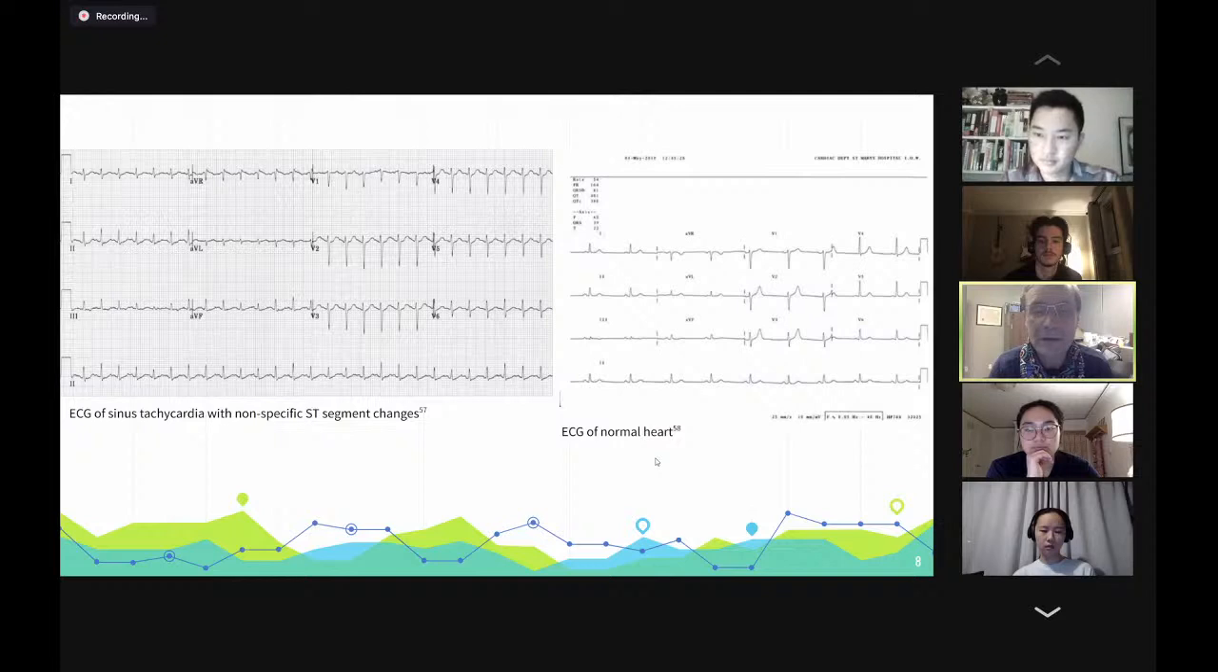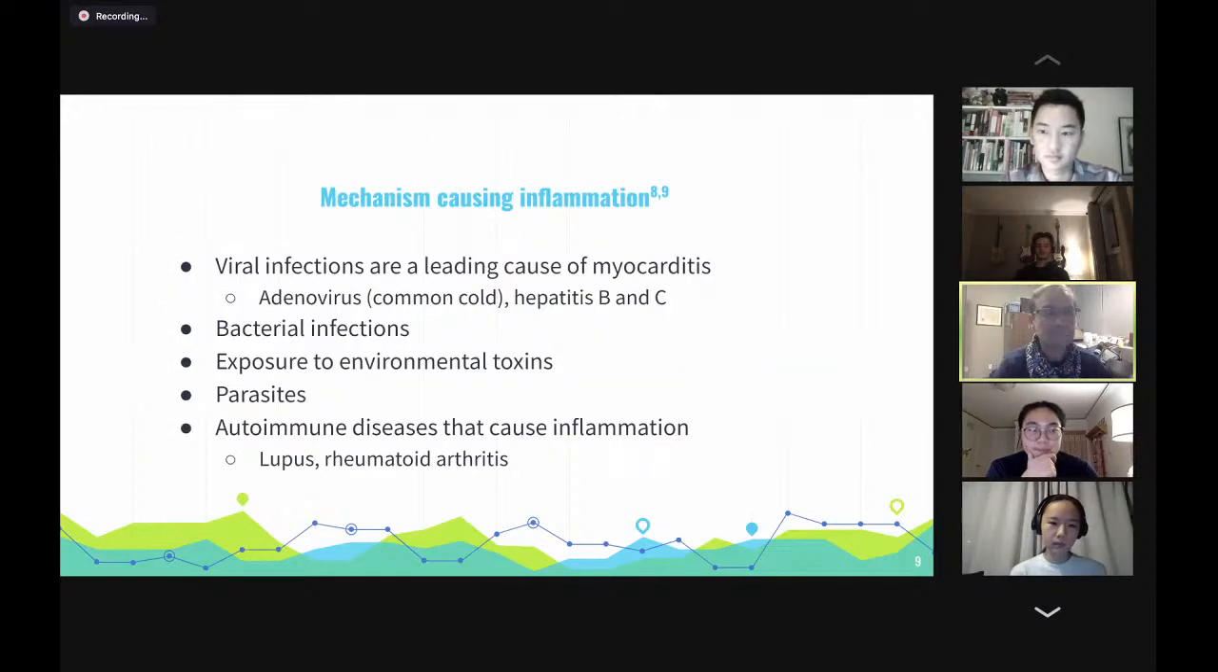On the right you can see a nice normal beating heart. On the far left you see a heart that's beating too fast and has some very mild changes there.